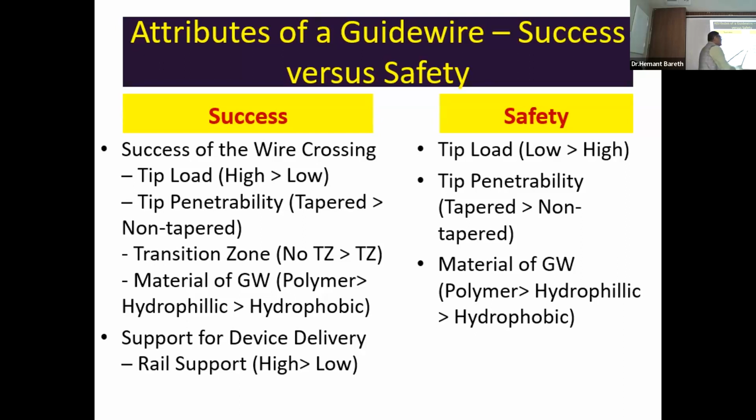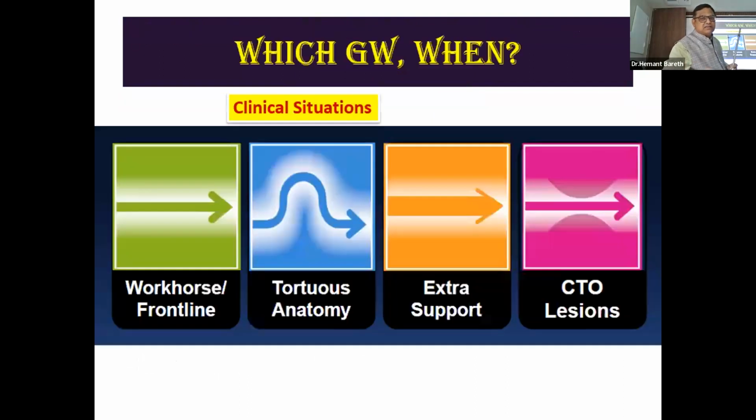Although here, polymer wire is the most unsafe wire because you don't have a tactile feel, and it can move into a false lumen, it can even perforate, and you may never know. So that is why polymer wire may be a more unsafe wire compared to a stainless steel wire.